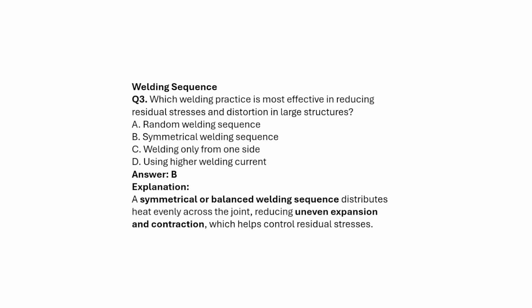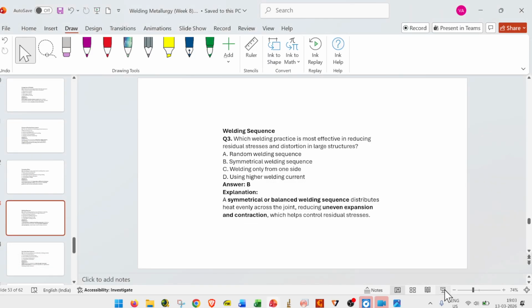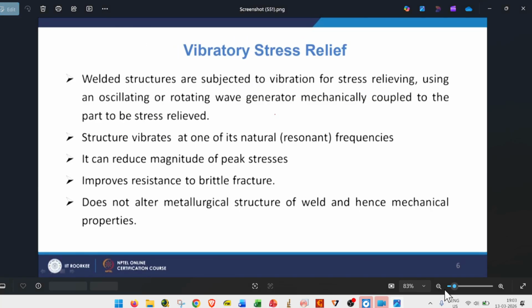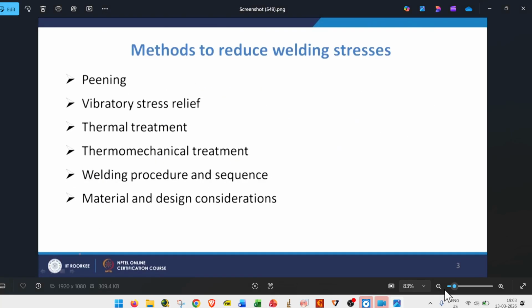Next, which welding practice is most effective in reducing the residual stresses and distortion in the large structures? Option A, random welding sequence, B, systematic welding sequence, weld only from one side using higher welding. So answer will be here. You can see how we can reduce the stress. There are different methods: peening, vibration stress relief, thermal treatment, thermomechanical treatment, weld procedure sequence, and metal design considerations.